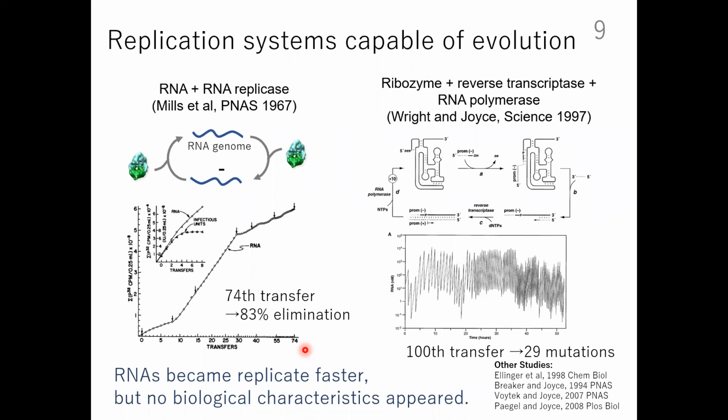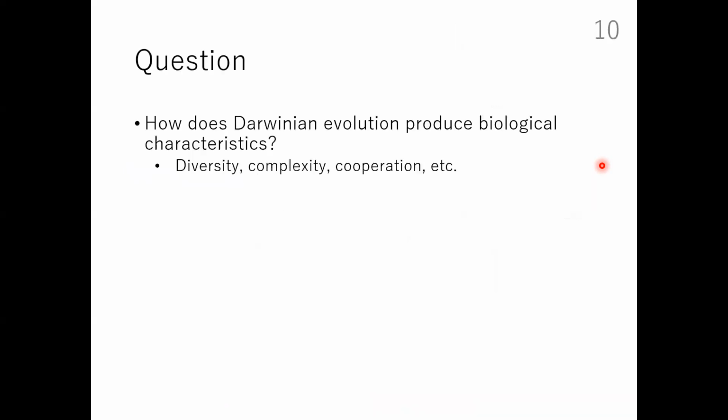Another example is Wright and Joyce's work using a ribozyme, reverse transcriptase, and RNA polymerase. They performed 100 transfers and found that 29 mutations accumulated in the ribozyme, which replicated faster. So in both cases, RNAs became faster at replicating. It evolved, but no biological characteristics appeared, such as diversity, complexity, and new function. So our question is, how does Darwinian evolution produce biological characteristics, such as diversity, complexity, and cooperation?